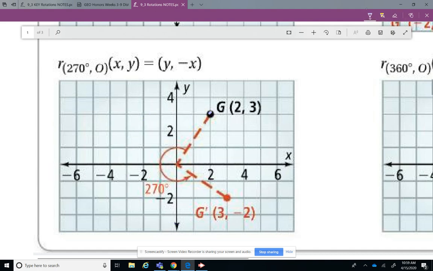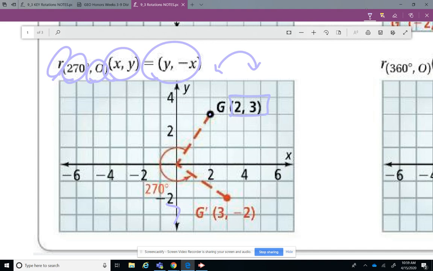All right, so I am right here at G. I am rotating about the origin. So I'm going to do my distance here. Remember, that distance has to stay the same. When I rotate all the way around to do 270, I end up right here. That's my G prime. All right, so let's see what really happens. Let's look at the rule. If I rotate 270 degrees about the origin and I'm rotating XY, look what you're going to do to XY. You're going to flip them again, right? All right, so let's take the 2, 3 and let's flip it. 3, 2.